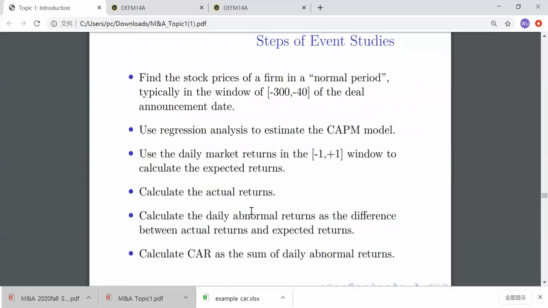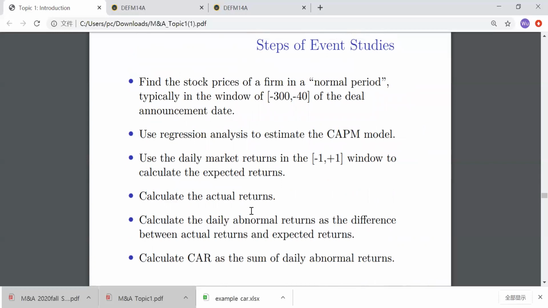So now the specific steps here: first of all, we need to find the stock prices of the firm in the normal period. So remember, we need to first estimate the relationship between a company's return and the market return, right? After we estimate this model, we have the relationship, and then we can calculate the expected return in the specific 3 days around the deal announcement, right?